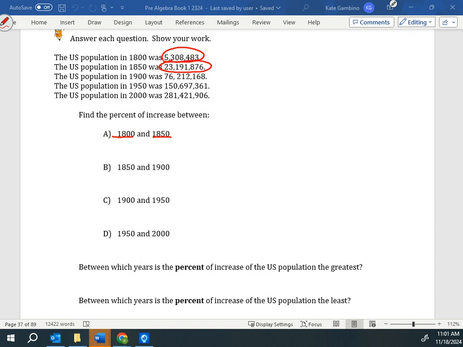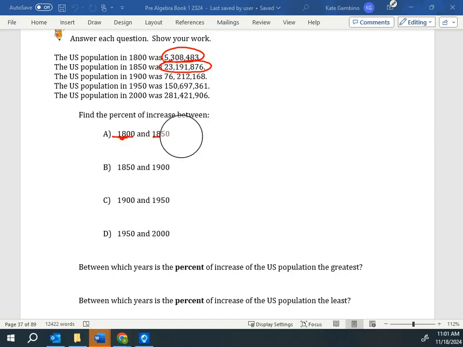You're doing the same math, right? So 23 million is a lot bigger than 5 million, so that's the first number. We're 23 million, blah, blah, blah, subtracted by the 5 million number, divided by the original. Find that percent. Just because there's words doesn't change the math that we're doing.